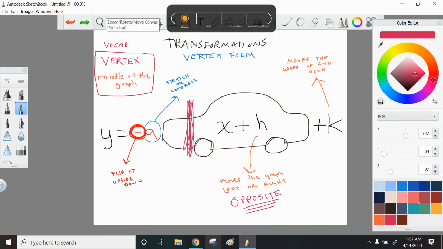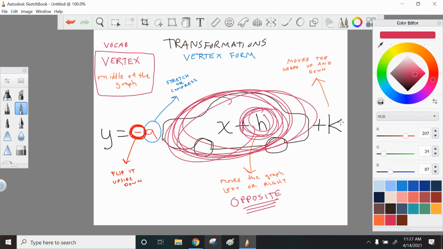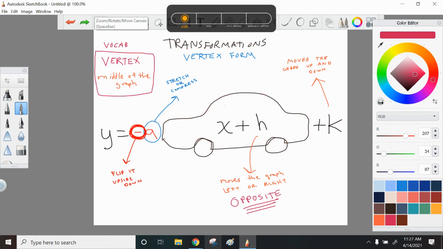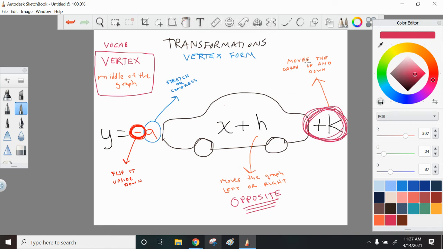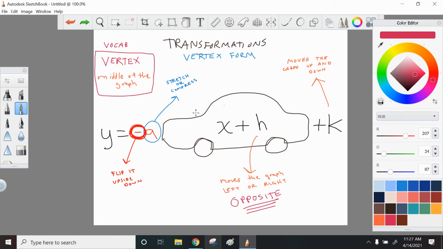And so I just like using a car because for me, it's just like, okay, who cares what shape is around this? I just need to know, is the H on the inside of the shape or is it a K on the outside? We know that any number added outside of the shape moves us up and down. Any number added inside of the shape moves us left or right, opposite of the sign that we think. And if we have a negative out front, it's going to flip us upside down. So we can keep that in mind, okay?